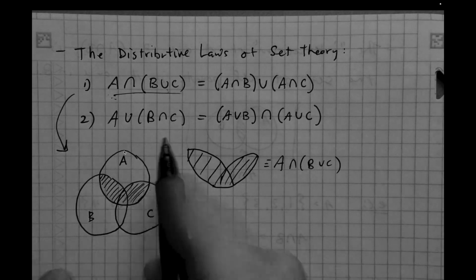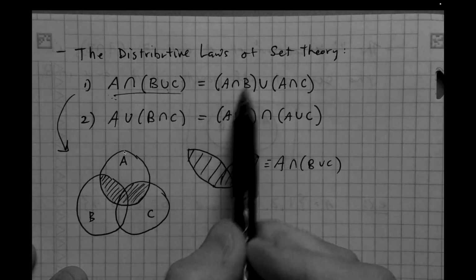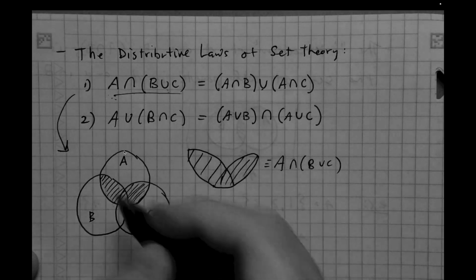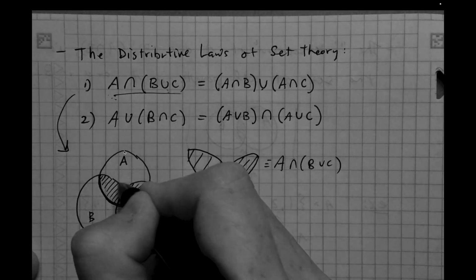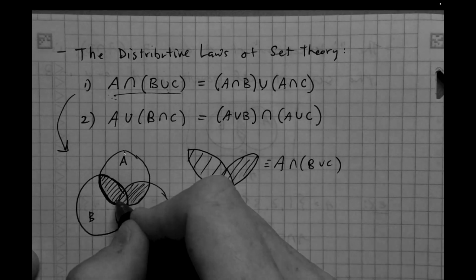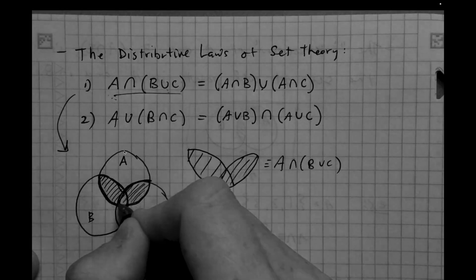Now, what the law says is that that's equal to A and B or A and C. Well, where's A and B? Well, that's this part here, isn't it? And where's A and C? Well, that's this part. Right?